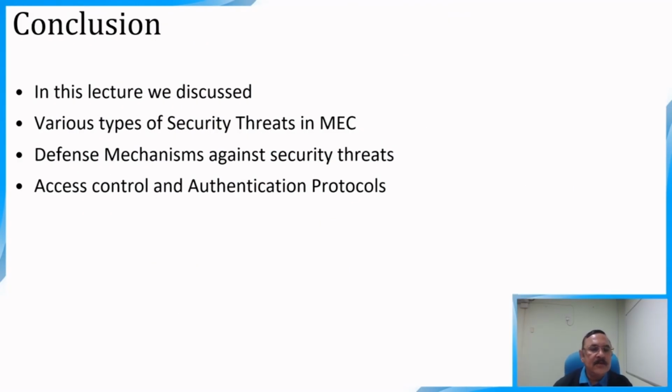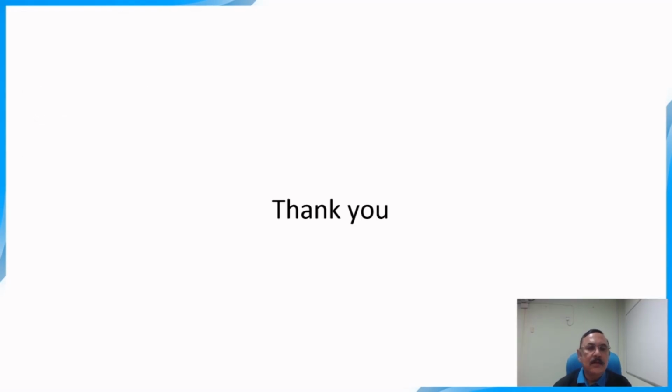So, in conclusion, in this lecture we discussed various types of security threats in MEC, that is multi-access edge computing, and then we talked about different security threats and the defense mechanisms in edge computing systems. We have also covered how fine-grained and coarse-grained access control are issues in edge computing and the authentication protocols. Thank you.